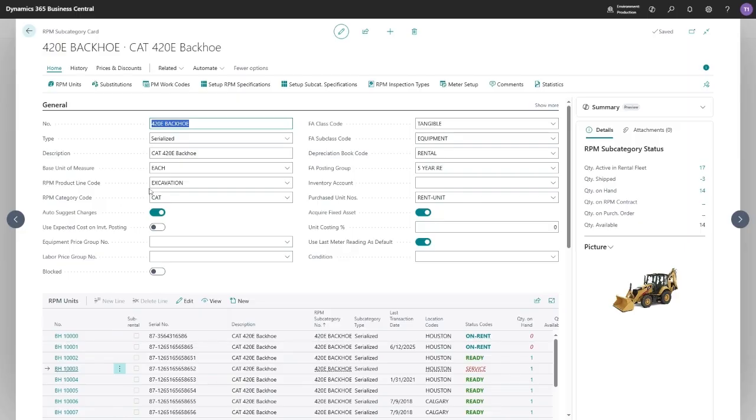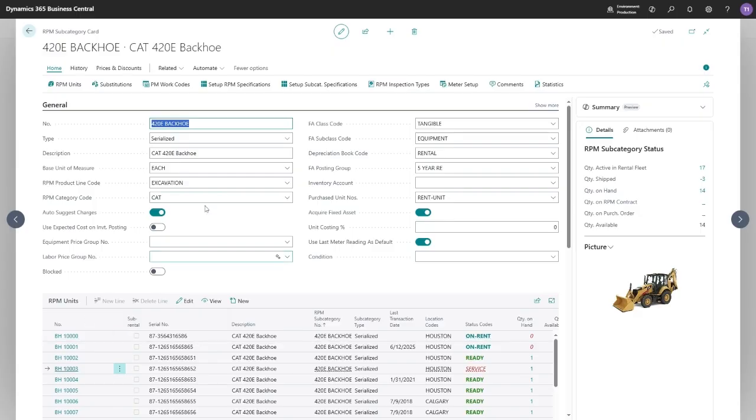So all of these values, excavation, CAT, 420E backhoe, and whatever unit I happen to ship out, all of those values are going to flow down through to your general ledger. This gives you the opportunity to run financial reports by any one of those values.